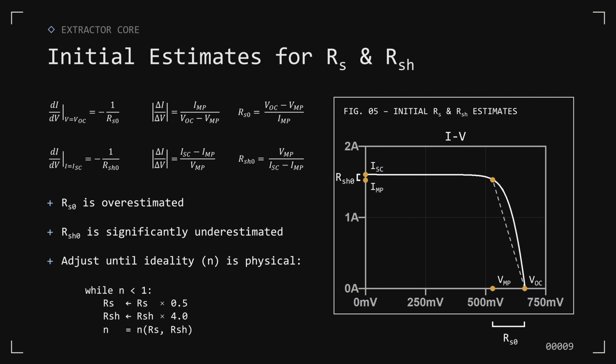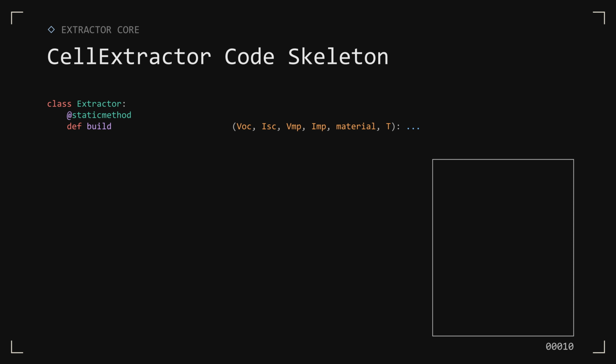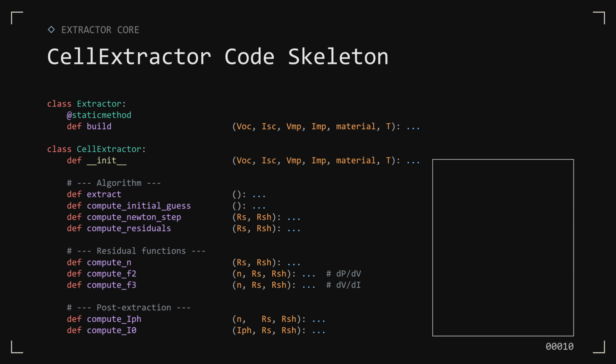Let's take a look at the Python code skeleton for it. To start, I use a factory method on the extractor class, and that's just so it can be extended later if we want to do slight variations of the extractor. For right now, it only has one route, which is the CellExtractor class. The functions in this class cover all the items we've talked about so far, computing the initial guess, running the Newton step, evaluating F2 and F3, and computing the photogenerated current and the saturation current.